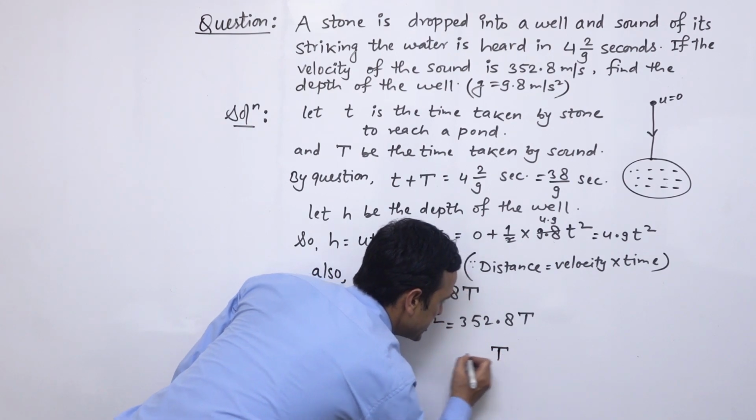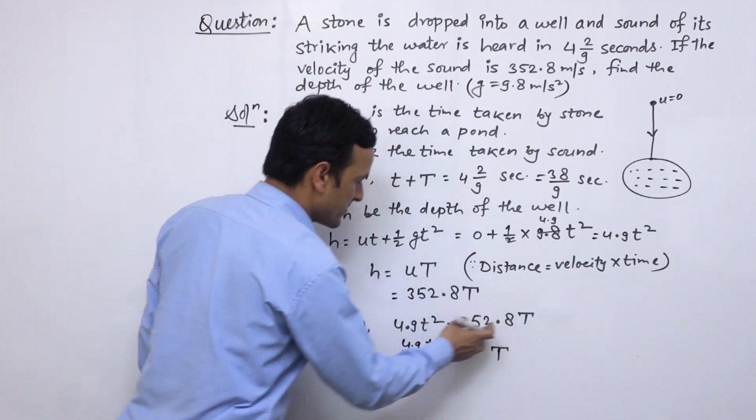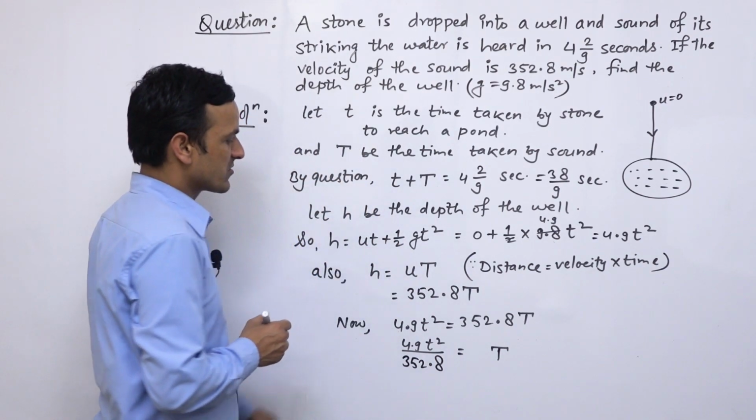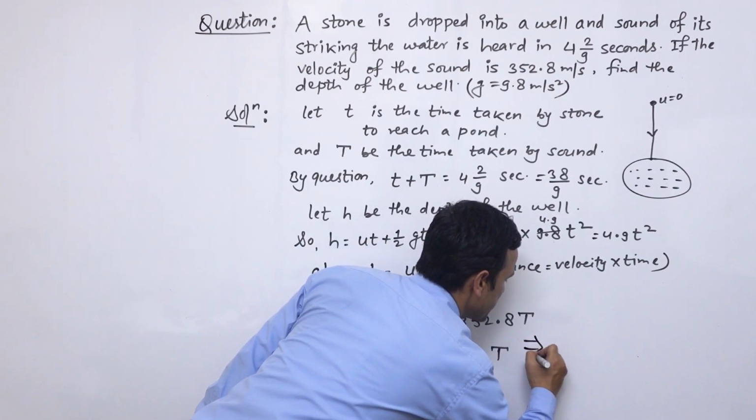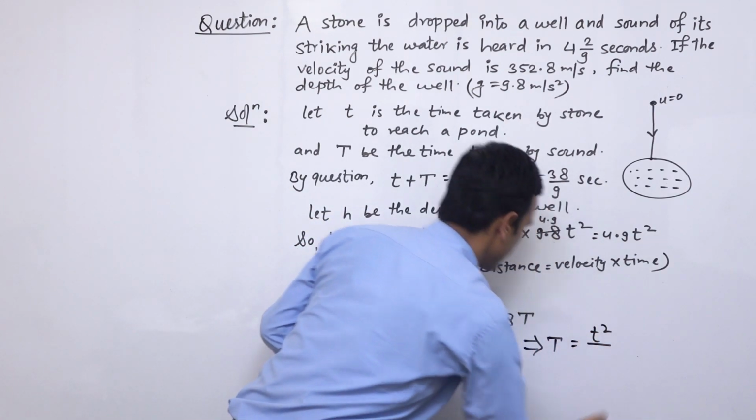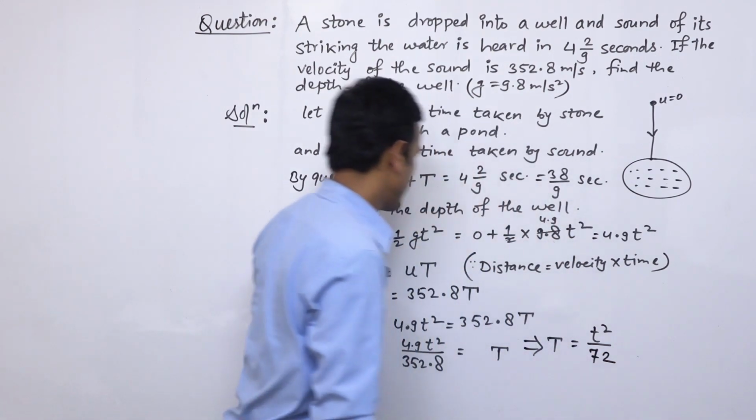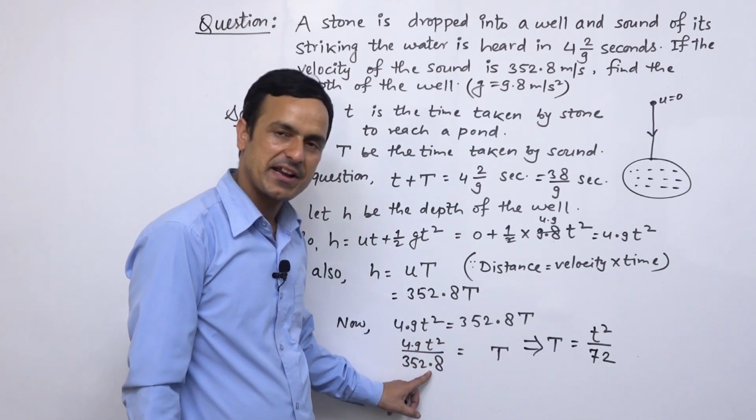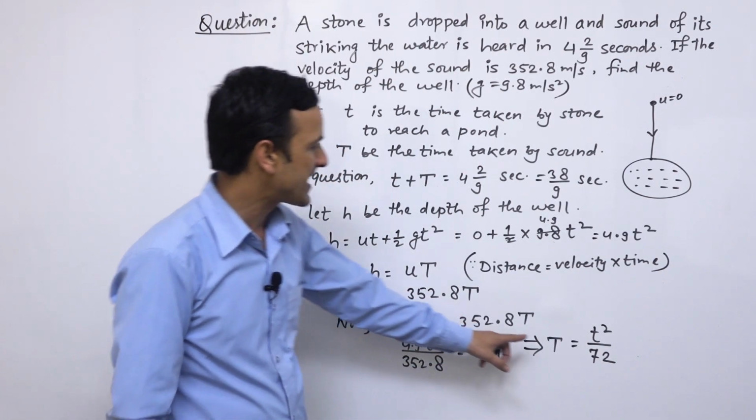So the value of capital T is equal to 4.9 t square divided by this term, 352.8. If we cut down this, then this implies capital T is equal to t square divided by this. If you cut down, it will be 72. You can solve by using a calculator. So capital T is equal to t square divided by 72. In this way, we can find out the value of capital T.